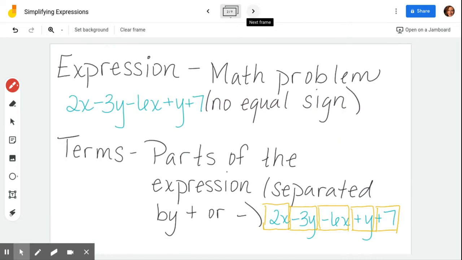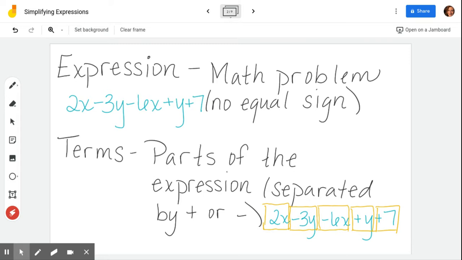Okay, so an expression is just a math problem. It does not have an equal sign. If the math problem has an equal sign, then it becomes called an equation. So I've got an example here in blue of an expression where you see 2x minus 3y minus 6x plus y plus 7. Now that one's messy and it's not simplified yet, but it's just a math problem.